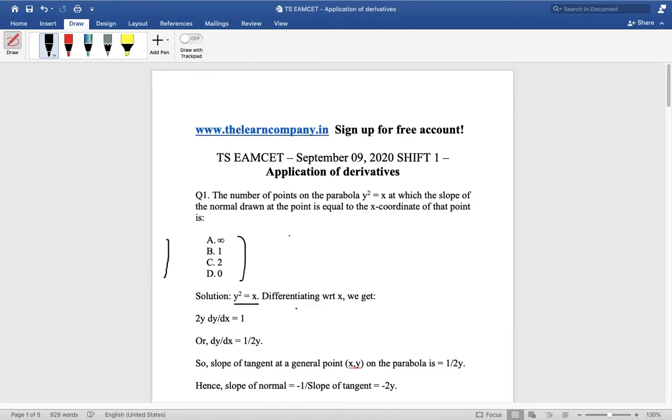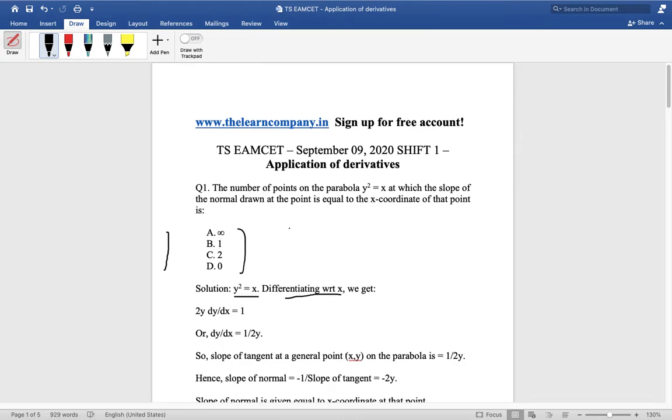y square equals x. I differentiate both sides with respect to x. What will I get? Bring the power down, decrease the power by 1. So 2 minus 1 is 1, so y raised to power 1, and so 2y and dy by dx, differential of x is 1. So 2y dy by dx equals 1, or dy by dx is 1 upon 2y. So slope of tangent at any general point x comma y on the parabola is 1 upon 2y.